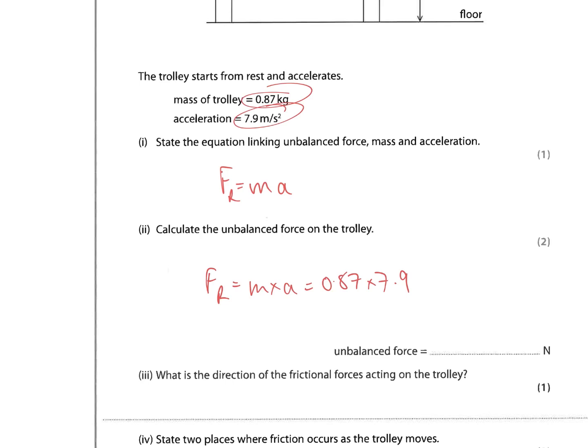giving us 6.873 newtons. Now, how many significant figures? 2 significant figures is probably best, so it should really be about 6.9, because I've got 2 significant figures on both sides, so 6.9 only, a bit of rounding that goes on there.